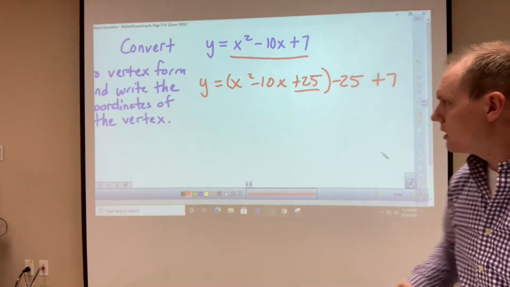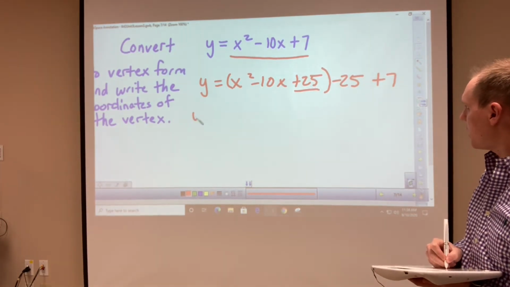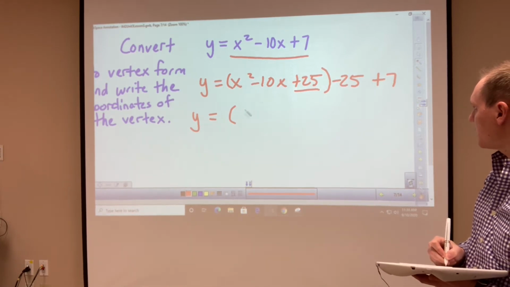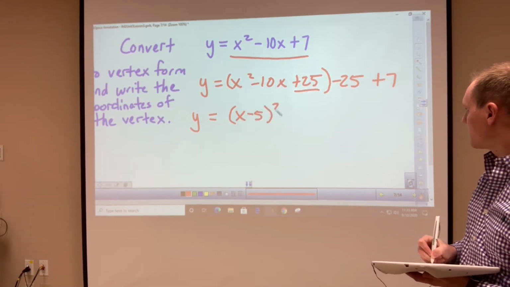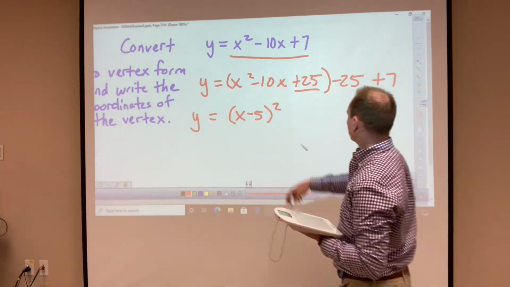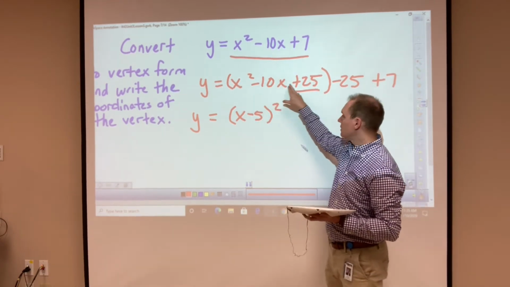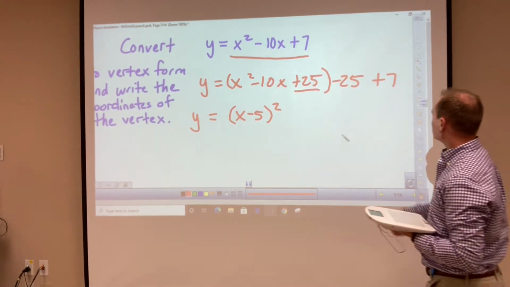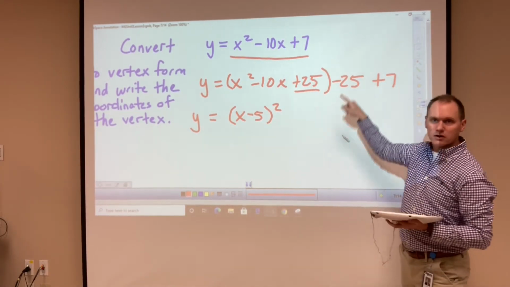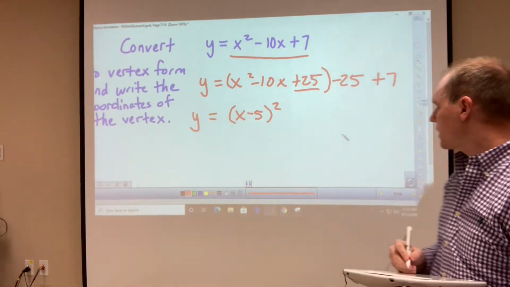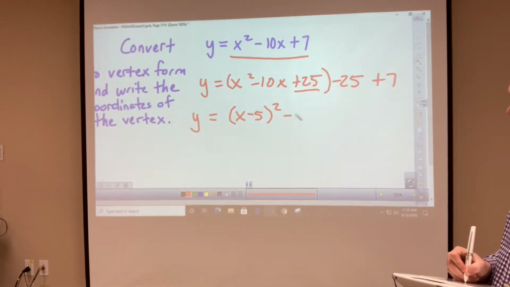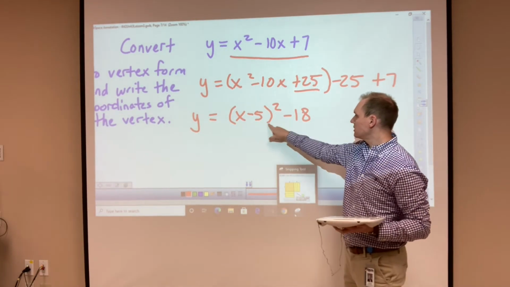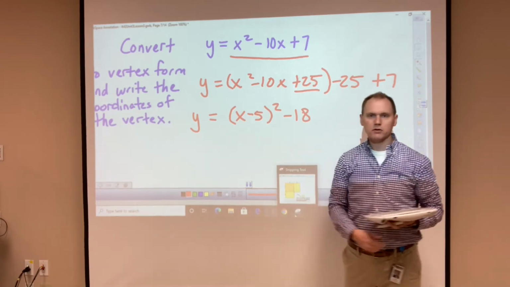All right, so let's factor the parentheses here. So y equals, let's see, (x minus 5) squared, right? Negative 5 and negative 5 add to give us negative 10, multiply to give us 25. And then all we need to do is add these together here, and we'll get our value on the outside. So that's going to be, let's see, negative 18. And now all of a sudden we've got vertex form, right? This is the vertex form of a quadratic.